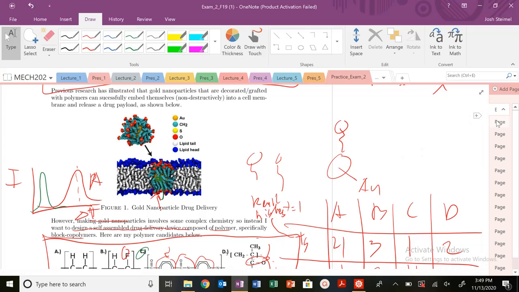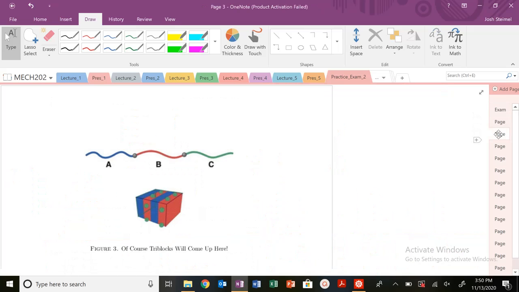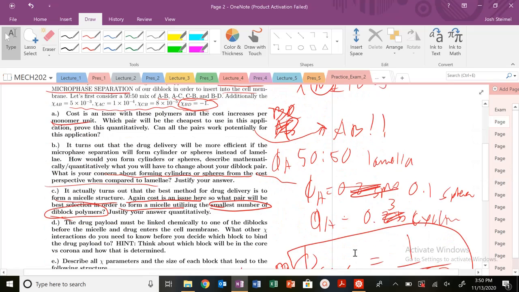So people ask questions on this in the exam. I didn't explain it in class. We went through this quite a bit last semester in terms of how that drug was delivered. But that's essentially the idea that we're going to work with here.